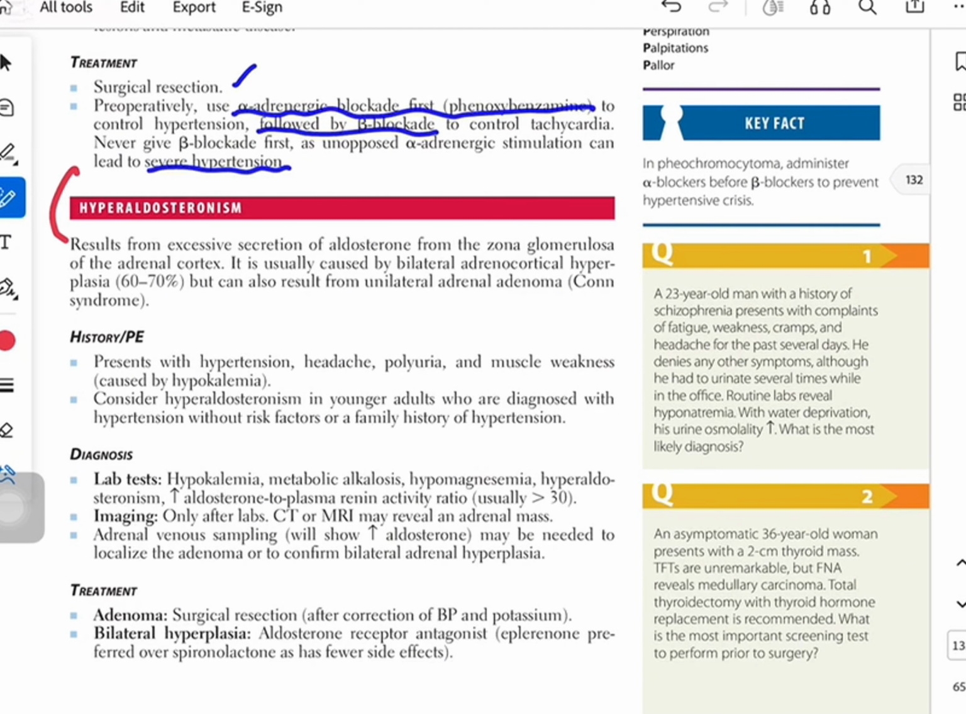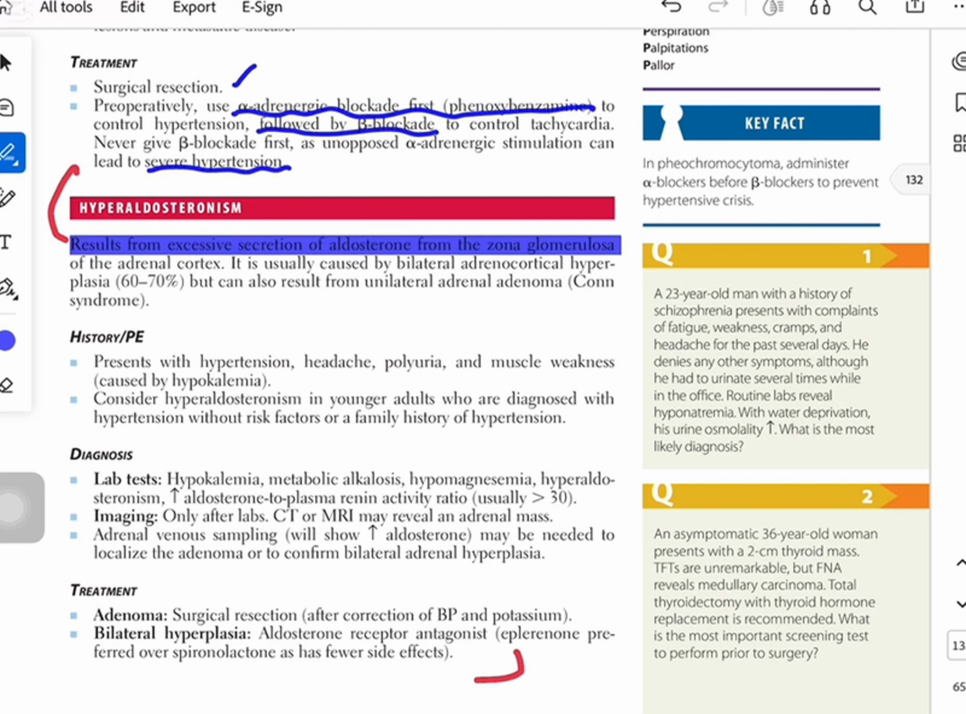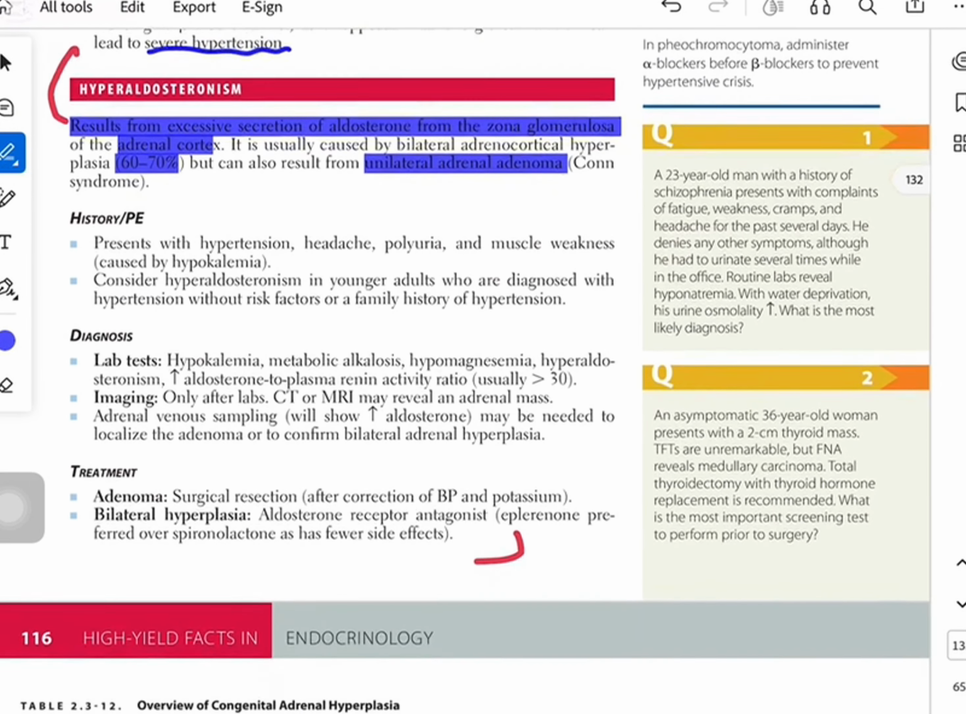Okay guys, it results from excessive secretion of aldosterone from the zona glomerulosa, I have discussed this one. Adrenal cortex, yes, it is usually by bilateral adrenal cortical hyperplasia, 60 to 70%, but can also result from a unilateral adrenal adenoma or carcinoma. Present with hypertension, headache, polyuria. I also have discussed why there is polyuria: because of the aldosterone escape mechanism, ANP and BNP will be released, which can lead to polyuria, polydipsia, and muscle weakness due to a low level of potassium, because of the hypokalemia.